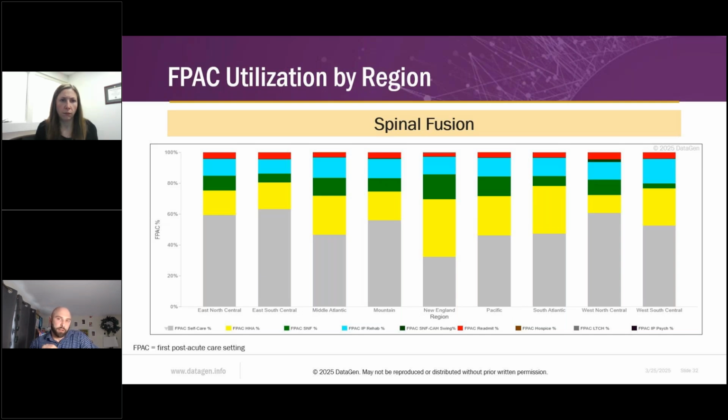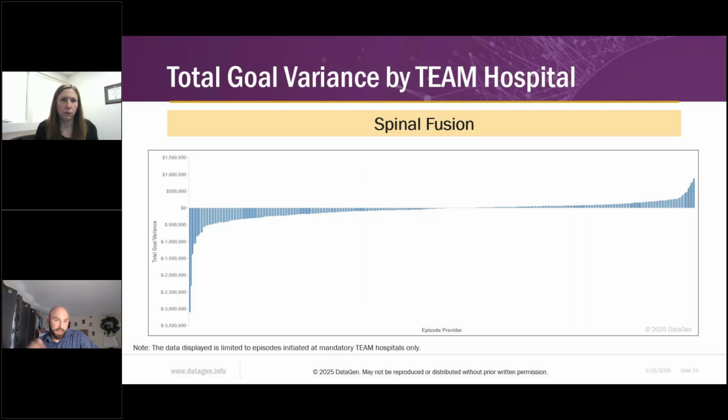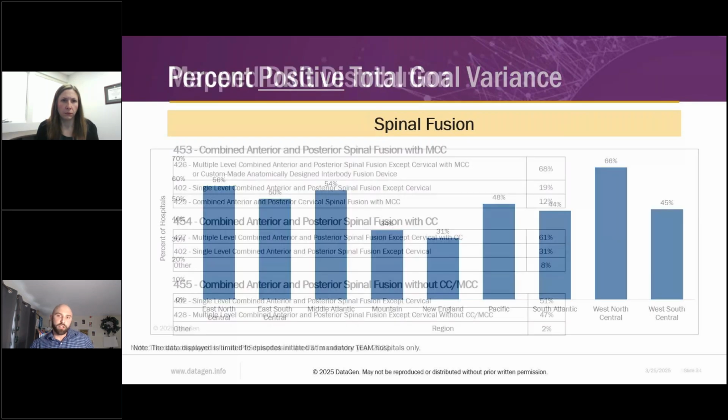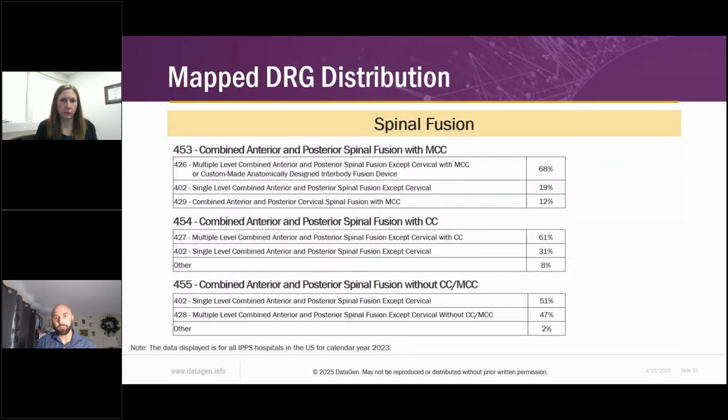And on the next slide, we see the spinal fusion providers, financial gain or loss, and we see skew to the right, having more providers at a loss than a gain. And then looking at the variation between regions, the percentage of providers with a positive financial gain. So veering off a bit, as I mentioned before, we'll talk about the old DRGs to the new DRGs. So we did this analysis for all of the US for all IPPS hospitals.